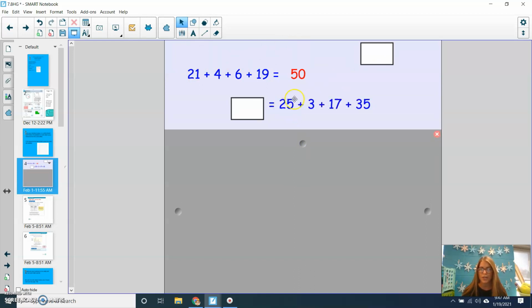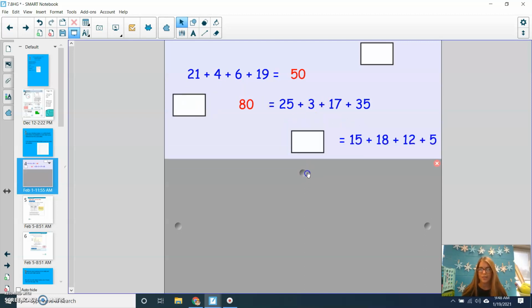Could you solve 25 plus 3 plus 17 plus 35? And again, look for those nice numbers that go together. Press pause and play when you're ready to check. All right, second graders, I'm going to start with my 25 and my 35. So I know if I add 5 more to 25, I would be at 30. And then I can add 30 plus 30, which is 60. Now I know that 17 plus 3 more is 20. So 60 plus 20 is 80.